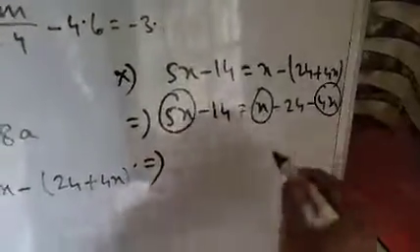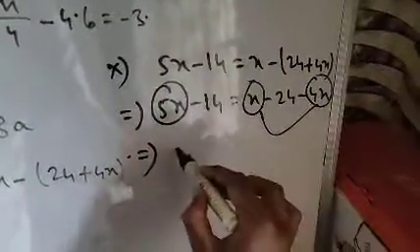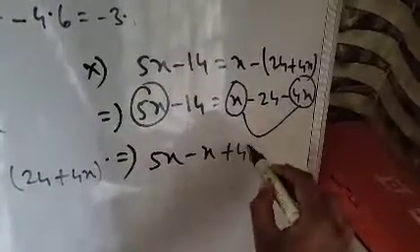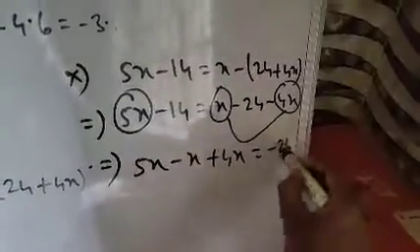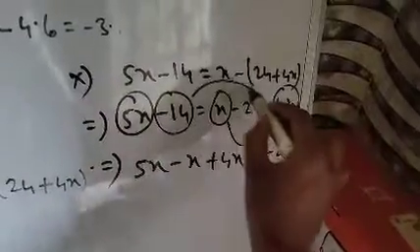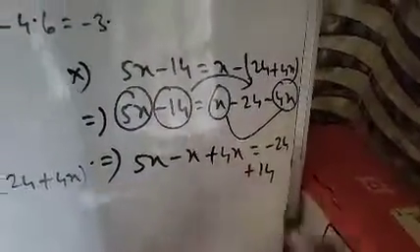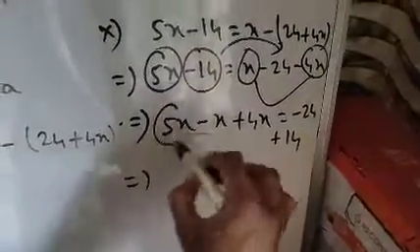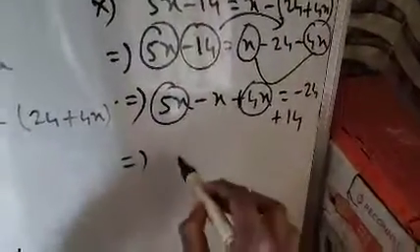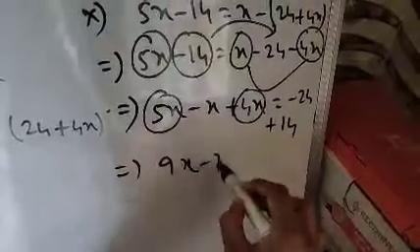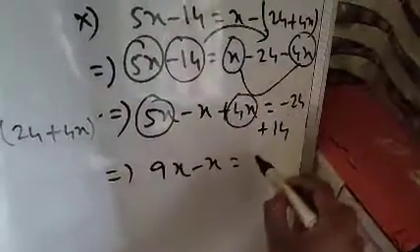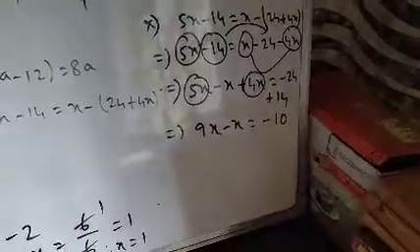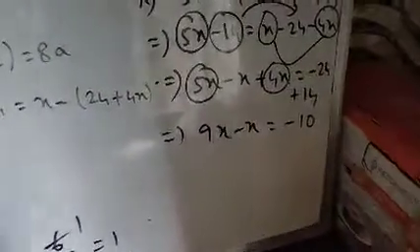So transferring this on this side, 5x minus x, this is minus 4x, so it will be plus 4x. Here is minus 24, and transferring this minus 14 to the other side, it will be plus 14. Now 5x and 4x, that is 9x. So 9x minus x, and minus 24 plus 14 is minus 10.